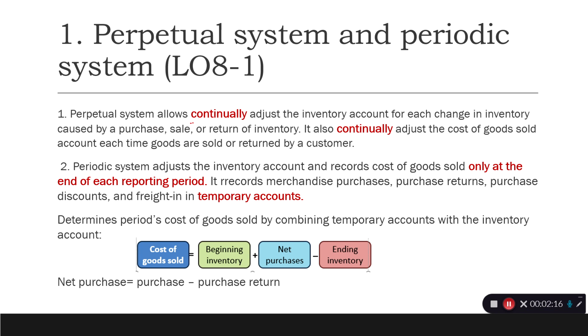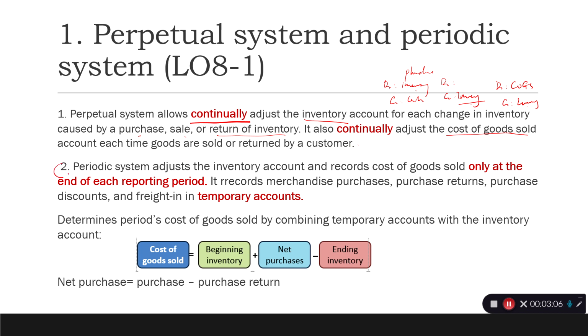The perpetual system allows you to continuously update the inventory account, right? So everything is debited to inventory, and you credit cash if you purchase. If you return, you credit inventory. And if you sell, you debit cost of goods sold and credit inventory as well. So everything, buy, sell, return, is directly marked under the inventory account, for each change in inventory caused by purchases, sales, and returns. It also continuously adjusts the cost of goods sold account each time goods are sold or returned by the customer.